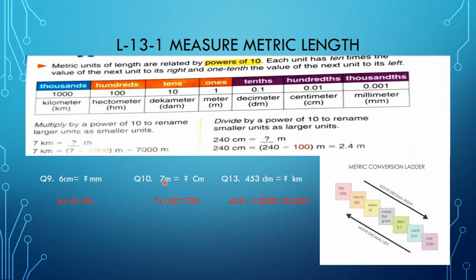And here also, this one, 7 meter. 7 meter convert into the centimeter. Where is the meter? Meter here. And centimeter here. Then how many steps down? 1 and 2. In this way it is very easy. 7 and 2 zeros. You are going down, then shift the decimal by 2 zeros. This is 700.